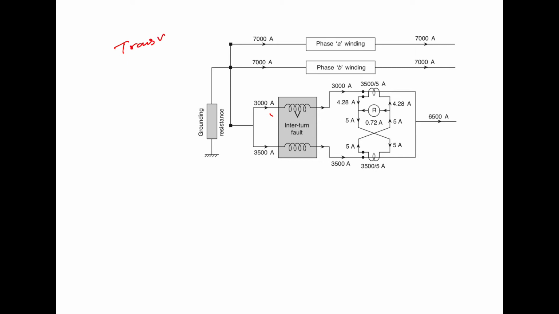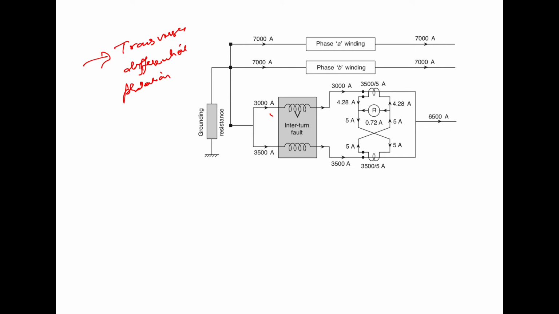It is transverse differential protection. The protection scheme that is used is the transverse differential protection.